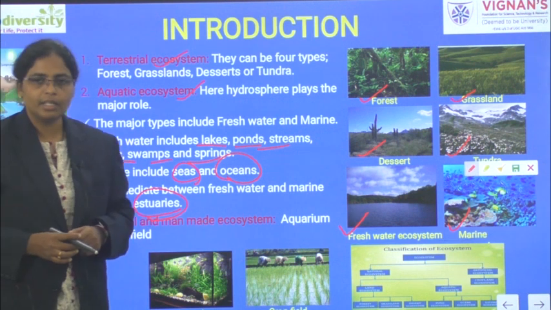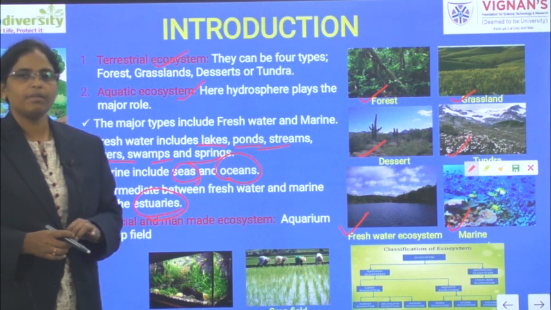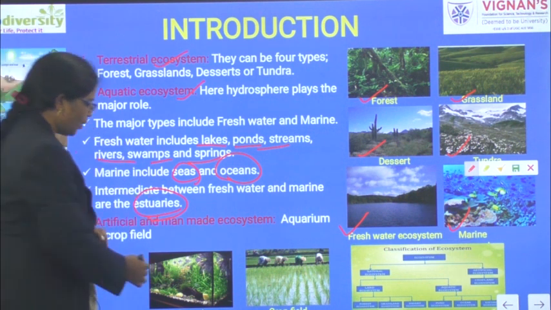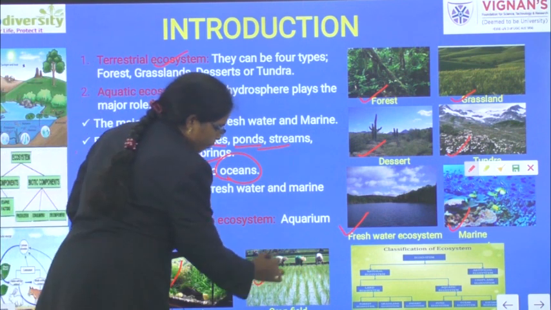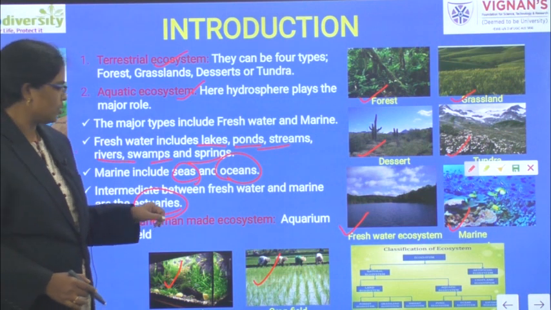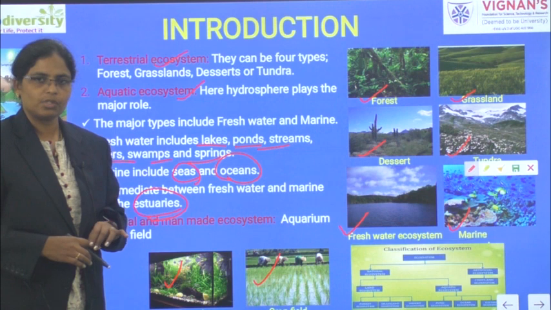And the third category of the ecosystem is nothing but artificial or we can say man-made ecosystem. So in this particularly the aquarium and crop field. So these two are made by human beings. So that's why it is called as artificial or man-made ecosystem.